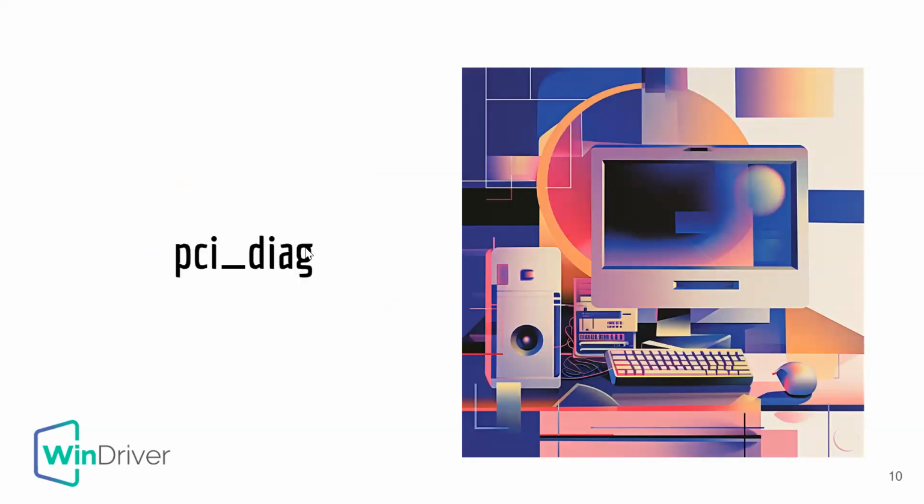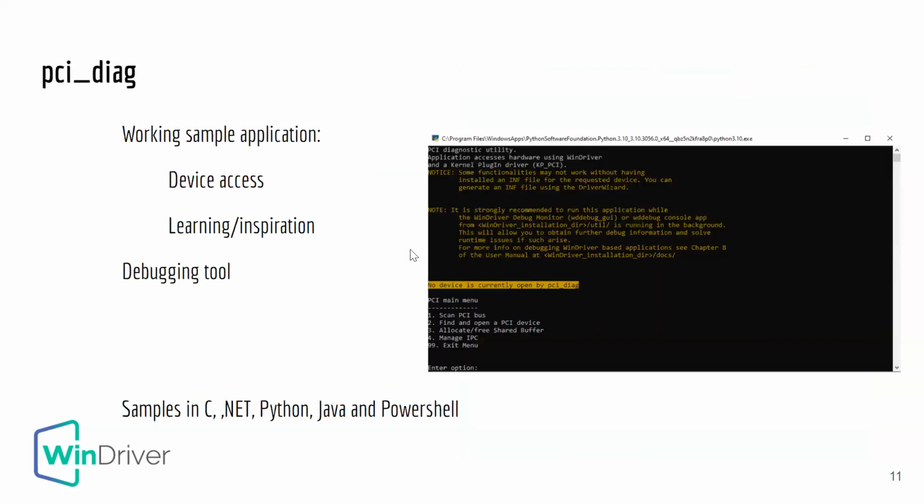Now let's talk about the PCI Diag, our utility. Basically, the PCI Diagnostic app is a working sample application. It allows you to access your device. This is the first benefit of this utility. When you open it, and if you have your INF installed on your computer, you can gain access to your device, and you can read and write to it. You can allocate memory. You can raise interrupts, and without generating anything, without writing a single line of code, you can access your device and perform changes. We will do it in the demo part.